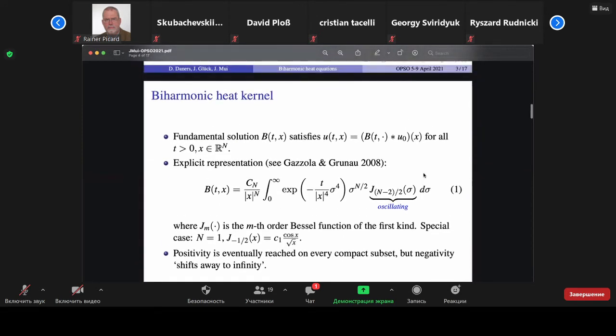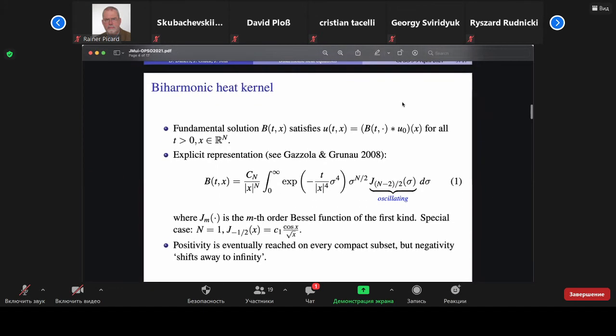So I think it's just worth taking a closer look at what's going on in this biharmonic heat equation. I won't spend too much time on this because it's not really the main focus of my talk, but it's nice to see where some intuition may come from. So let's consider the fundamental solution for the biharmonic heat equation. That means I have a function b of t and x such that the solution to the Cauchy problem is given by a convolution with this b and the initial datum.